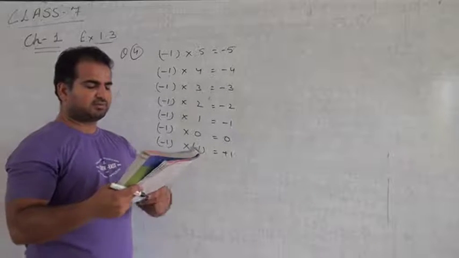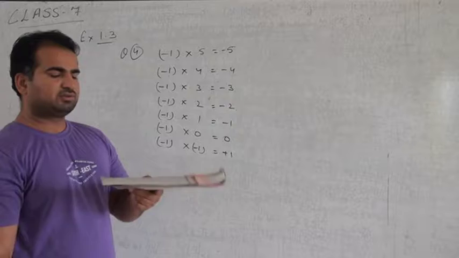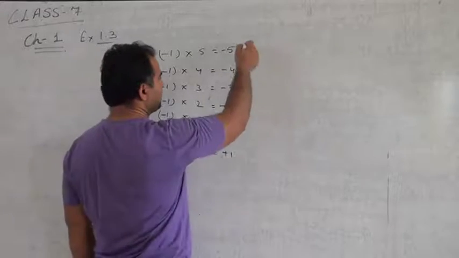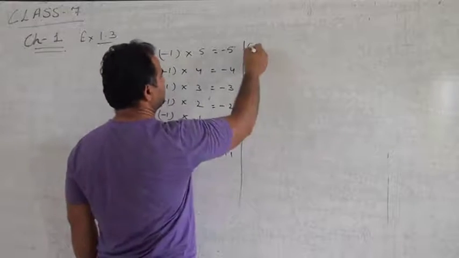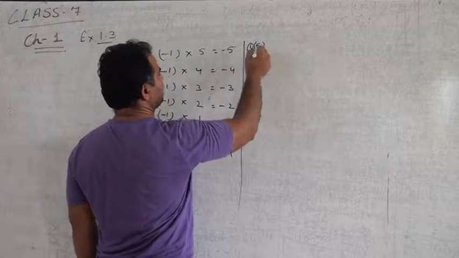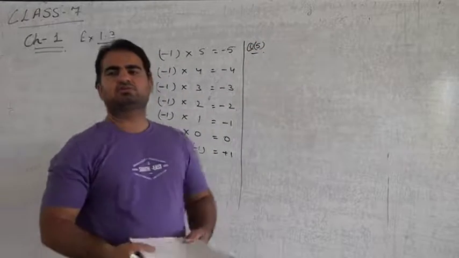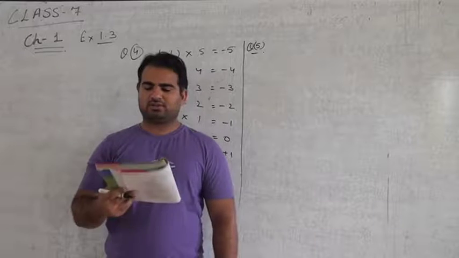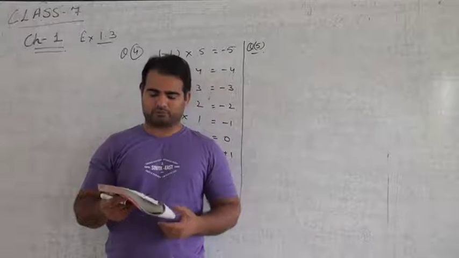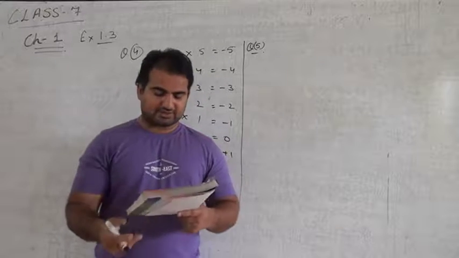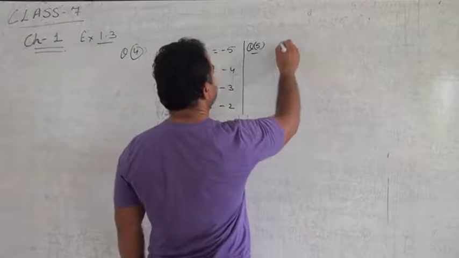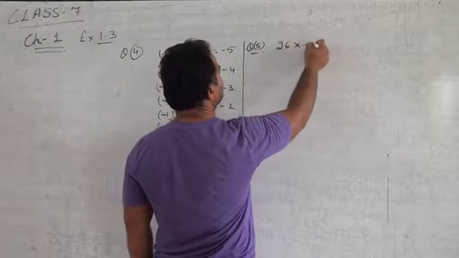Question number 5 is find the product using suitable properties. We have to use some properties and find the answer. I have made you understand what the distributive property is. This is the reverse of the distributive property. So let us understand. 26 into minus 48.